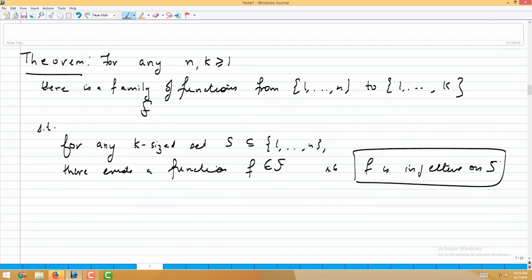What is an injective function? What is a general injective function? One to one. So for every element in the domain, there is a distinct element in the range to which it maps, right? So when I say a function is injective on S, in general the function f is from 1 to n to 1 to k. So in general it might not be injective, but if you just look at the function restricted to S, it is injective. That means for every element in S, it is mapping it to a distinct element from 1 to k, okay? So this is the property that we have in this family.